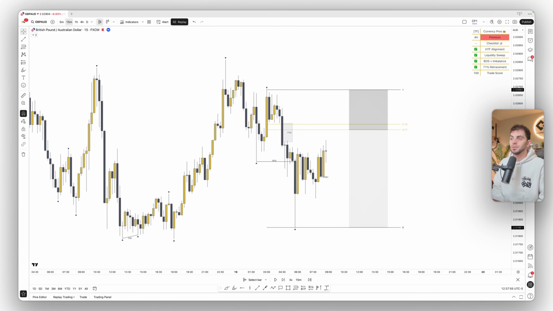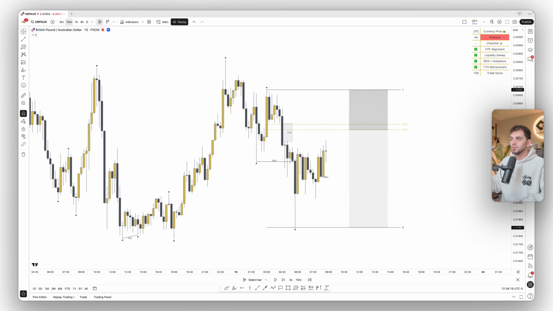We're taking a look at GBP AUD on the 15-minute time frame. This strategy consists of two time frames, the 15-minute and the 4-hour. The 15-minute time frame is going to be our execution time frame where we actually place trades, and the 4-hour time frame is going to act as our higher time frame to form a bias and anchor that bias to at all times.